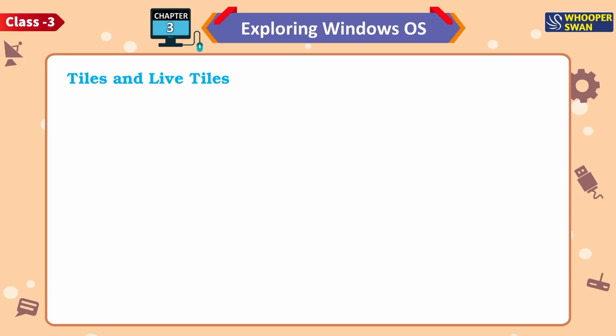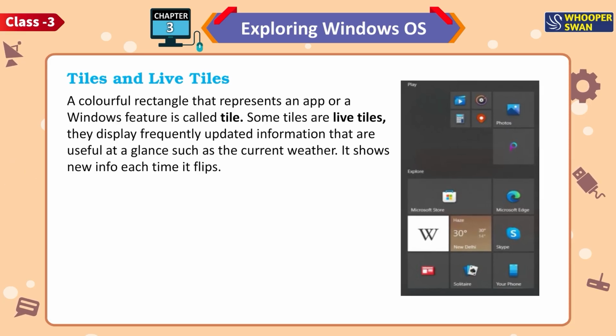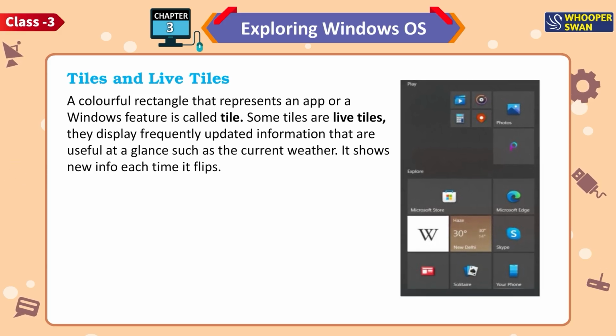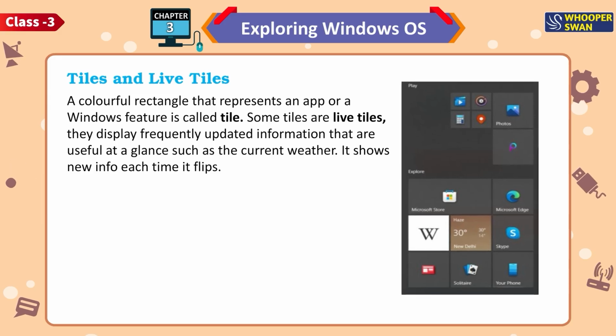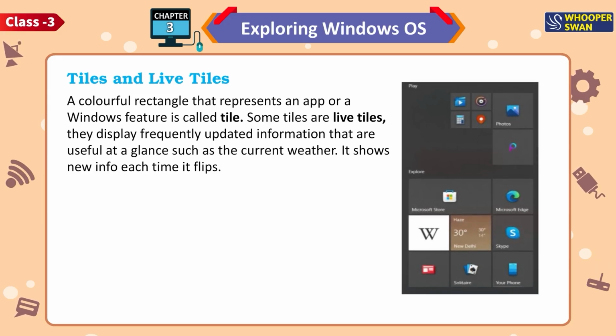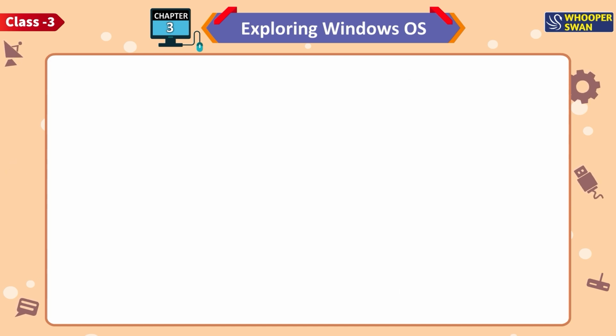Tiles and Live Tiles. A colorful rectangle that represents an app or a Windows feature is called tile. Some tiles are live tiles. They display frequently updated information that is useful at a glance, such as the current weather. It shows new info each time it flips.